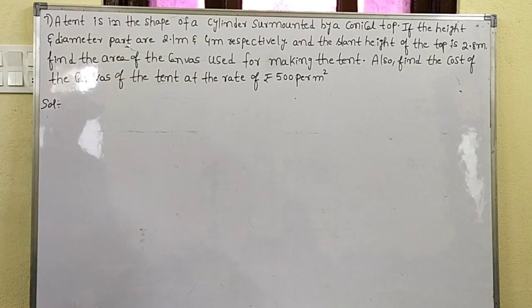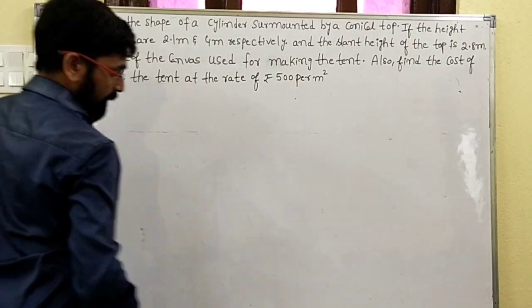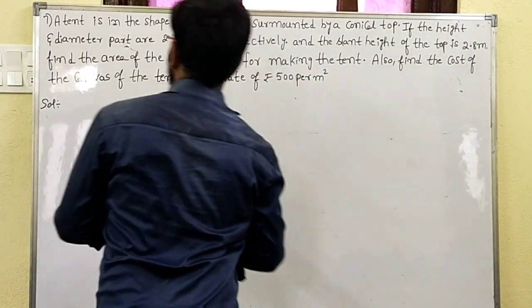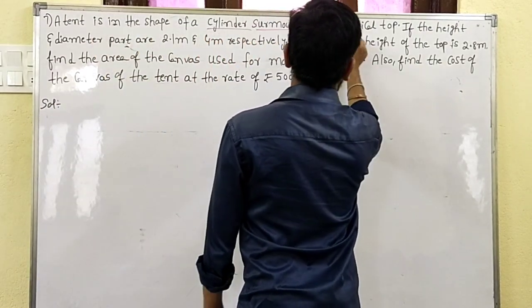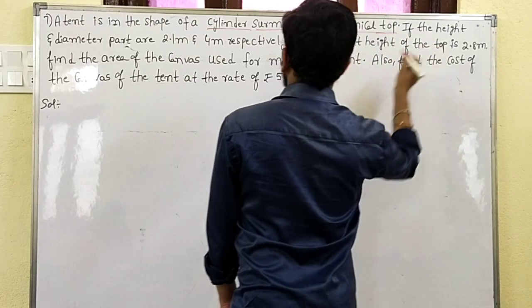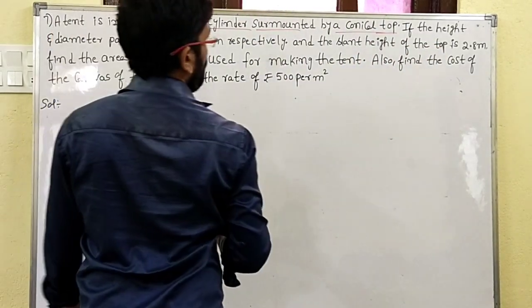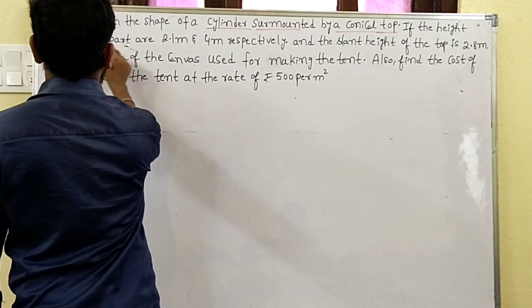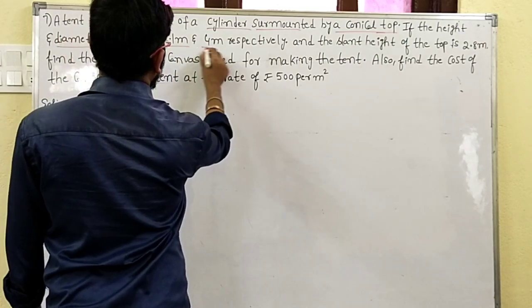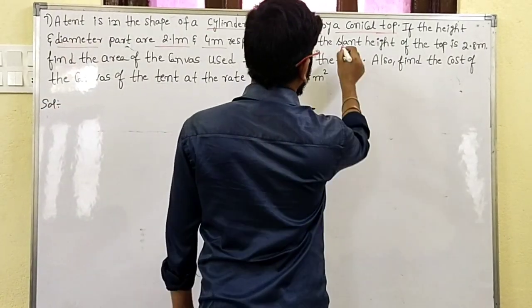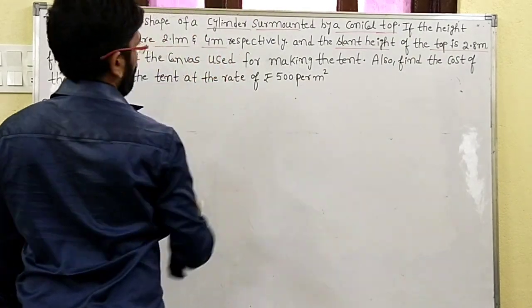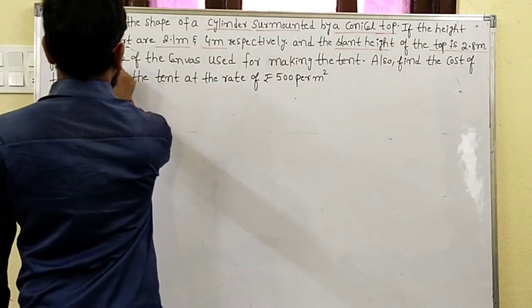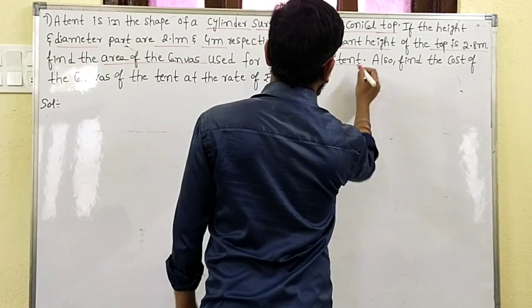A tent is in the shape of a cylinder surmounted by a conical top. The height and diameter are 2.14 mm, and the slant height of the top is 2.8. Find the area of the canvas required. We need to find the area of the canvas for making the tent.